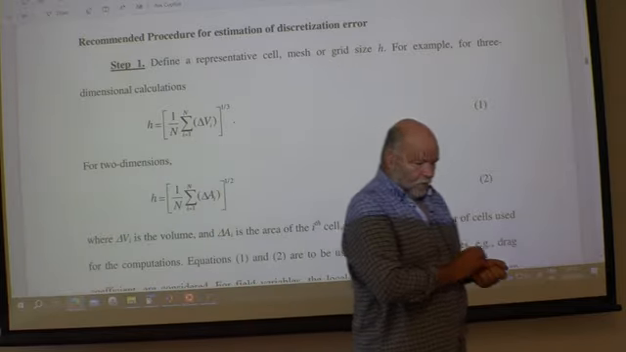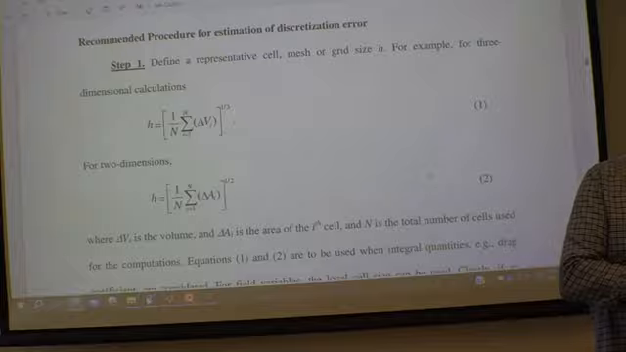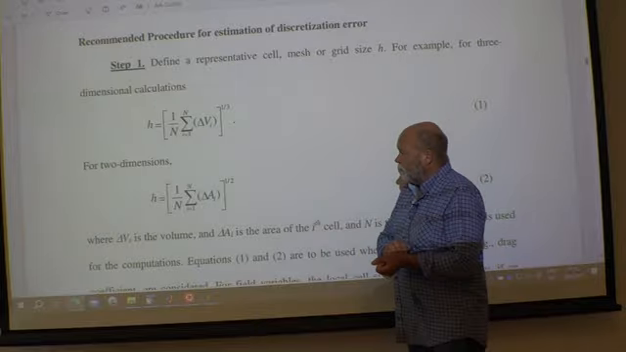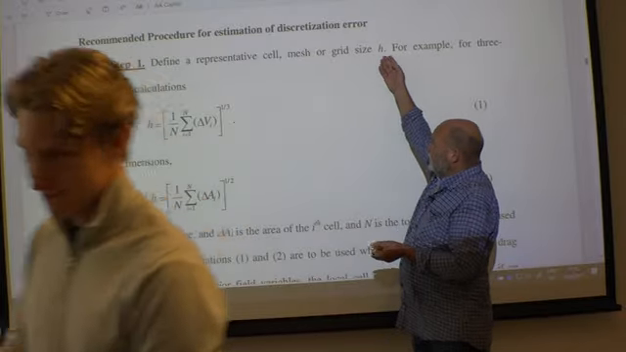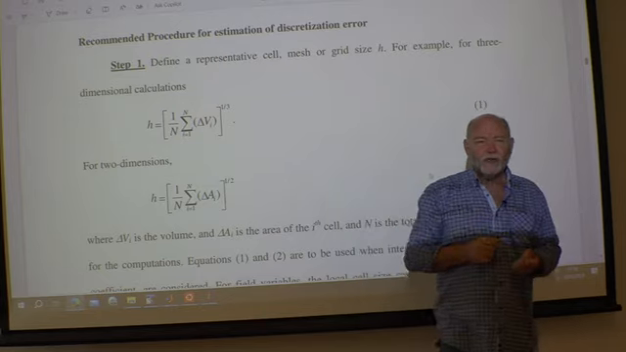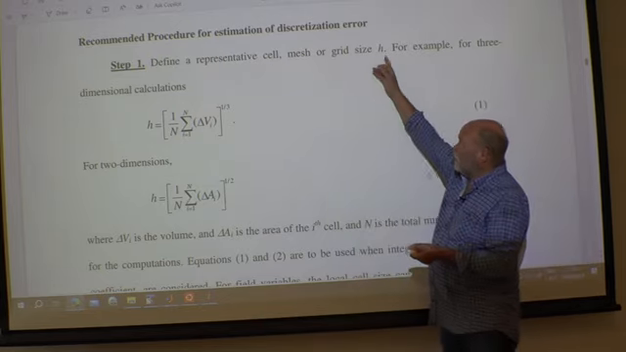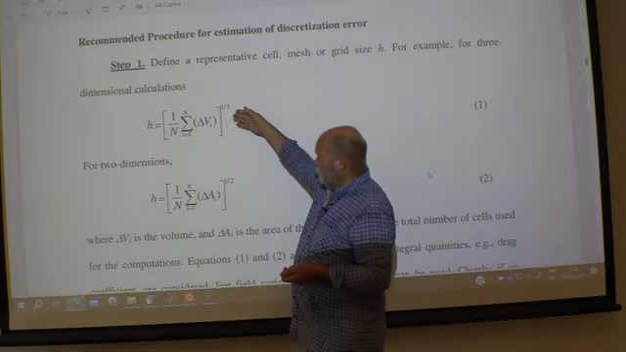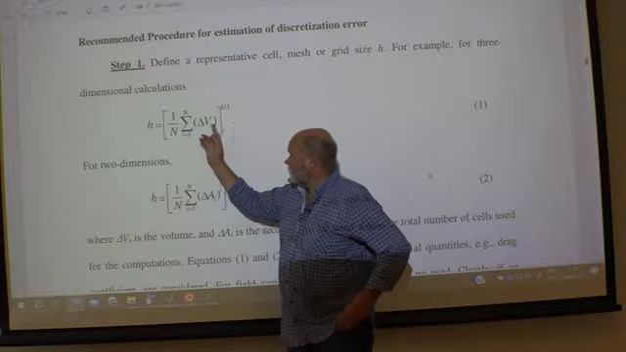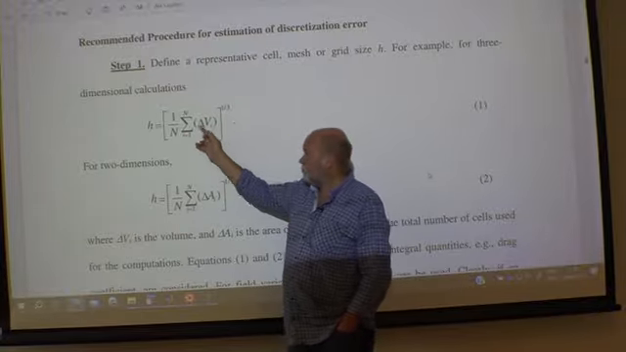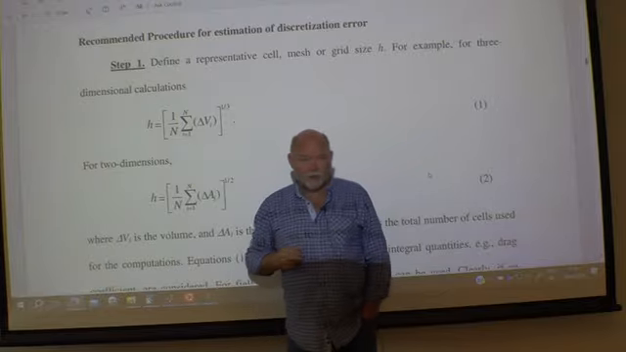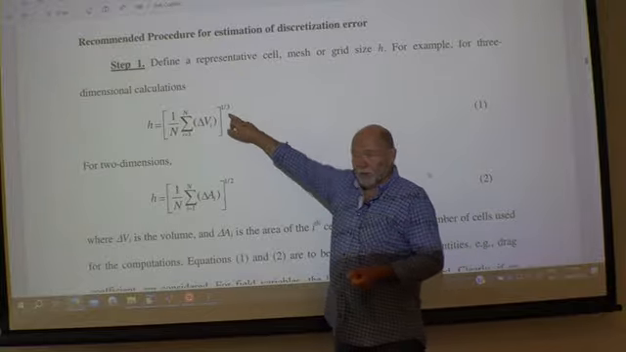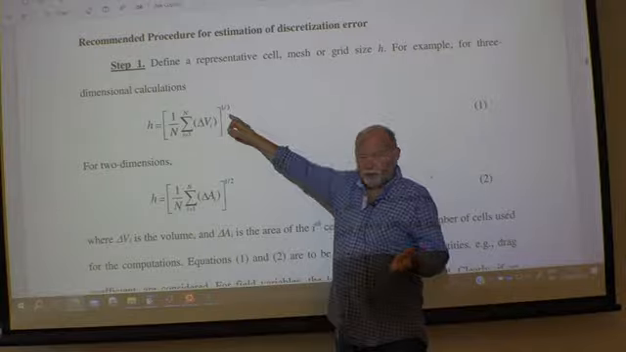Say you have a problem and you start with the mesh. Then the first thing you're going to need is a representative cell size, and this one should be in meters. In a 3D case, you take the sum of all your volumes and divide by the number of cells. Then you have an average cell size, and you take the cubic root of that one. Then you have it down to meters.